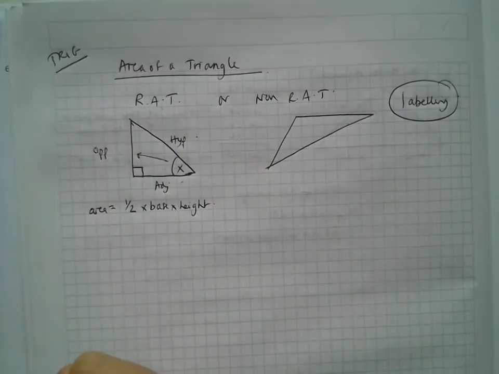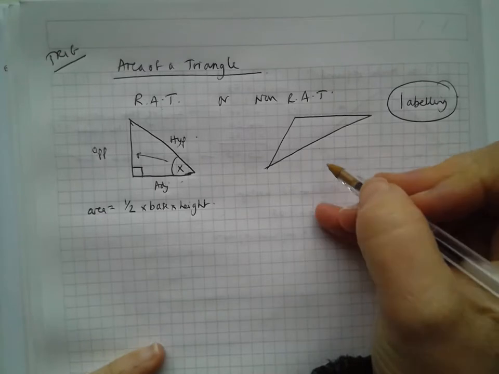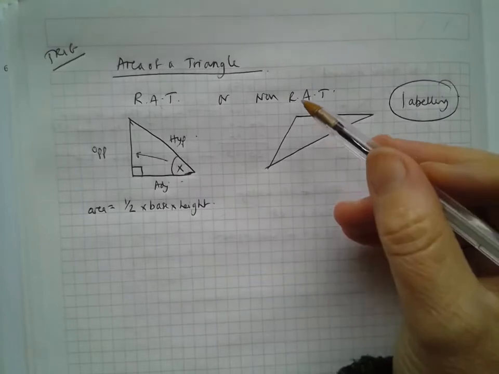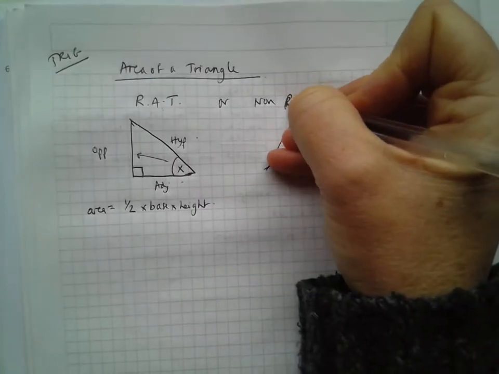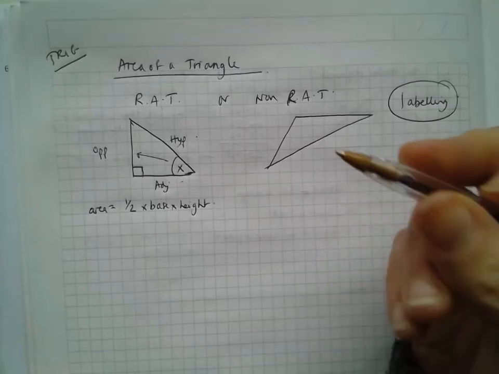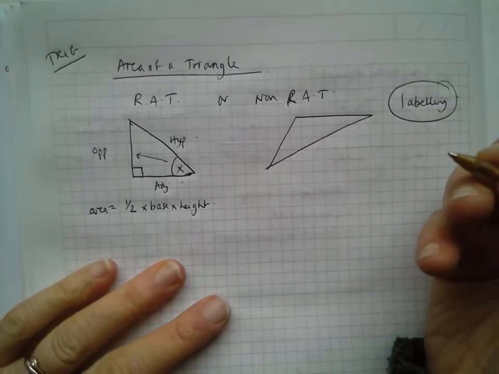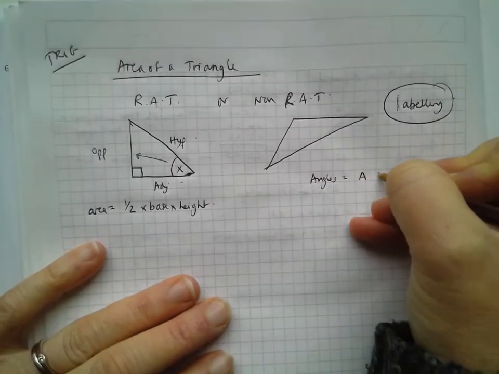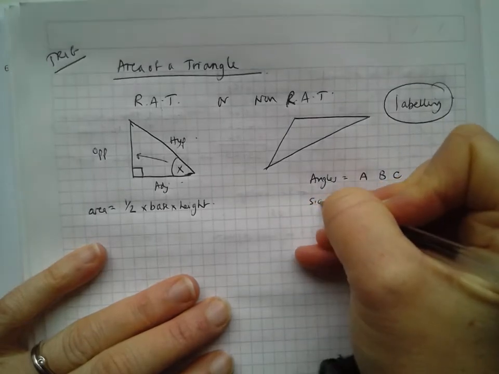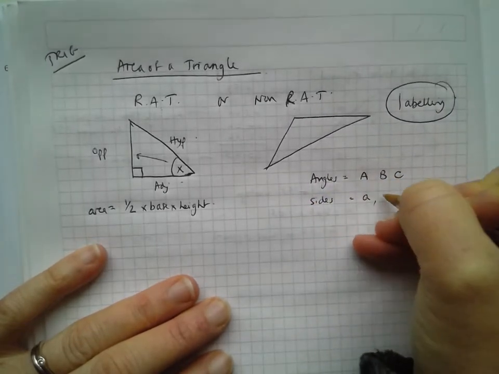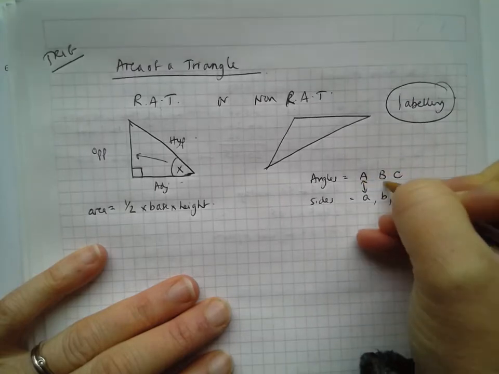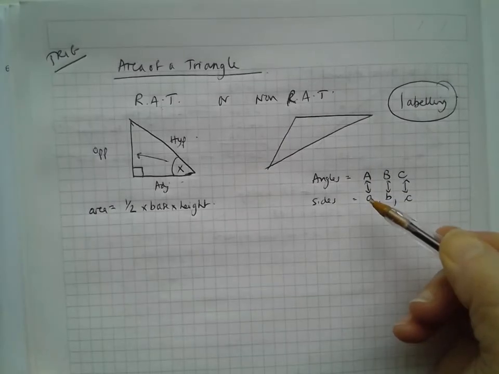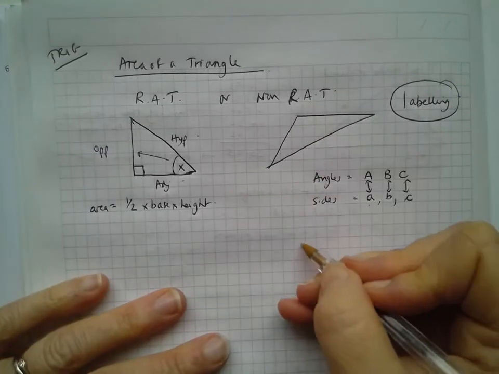For non-right angle triangles, our labeling changes, and this is kind of the step up from junior cert. With a non-right angle triangle, or a non-rat, or a mouse, or whatever you like to call it, we have a different way of labeling, and that is that angles are called capital letters A, B, and C, and sides are called small letters a, b, and c, and these go together. So there's always a connection between the capital letter angle and the small letter side. So let me just draw a bigger version of this triangle, and we'll fill it in.